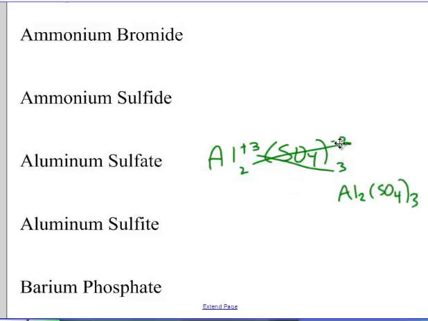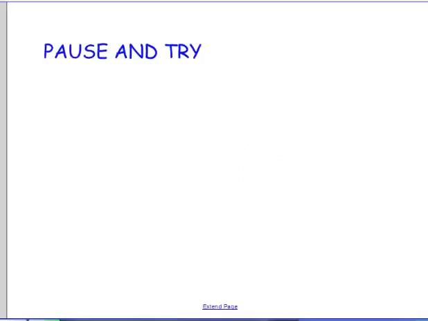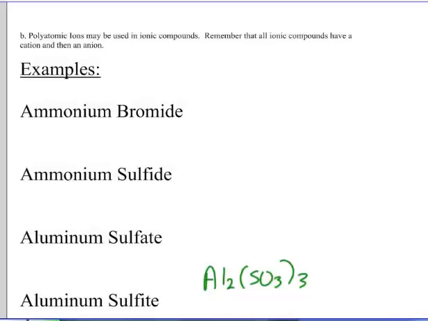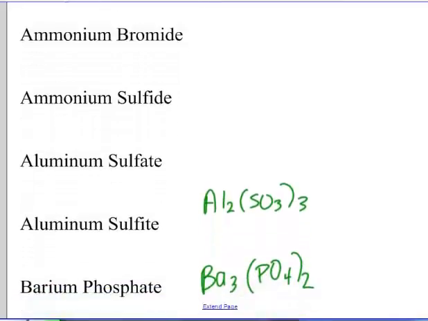In parentheses, I'm moving the 2 down to the aluminum. I'm going to take aluminum's 3 and move it to the outside of the parentheses from sulfate. That's Al2(SO4)3. Now pause and try the next 2 on your own. Aluminum sulfite, Al2(SO3)3. Barium phosphate, Ba3(PO4)2.